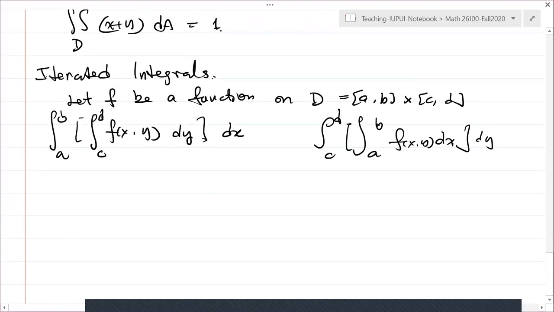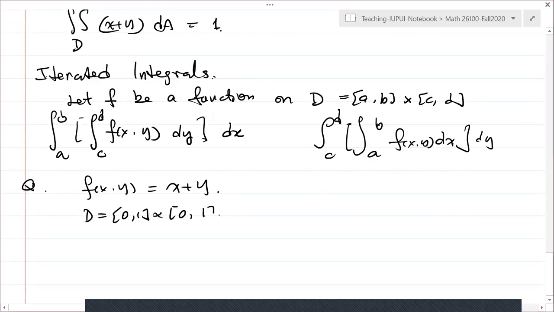That makes sense. We're using the idea of calculus one, for functions of one variable. Those are called the iterated integrals, very similar to the partial derivatives, in the opposite direction. So let's take a look at some examples. f(x, y), I'm going to still use x plus y for simplicity. D is going to be from 0 to 1 times from 0 to 1.